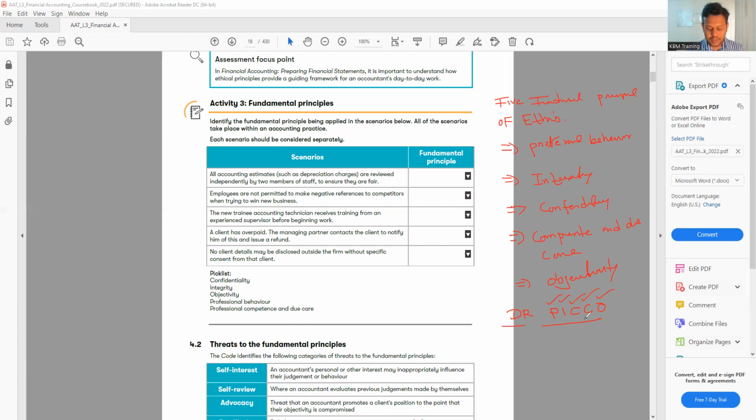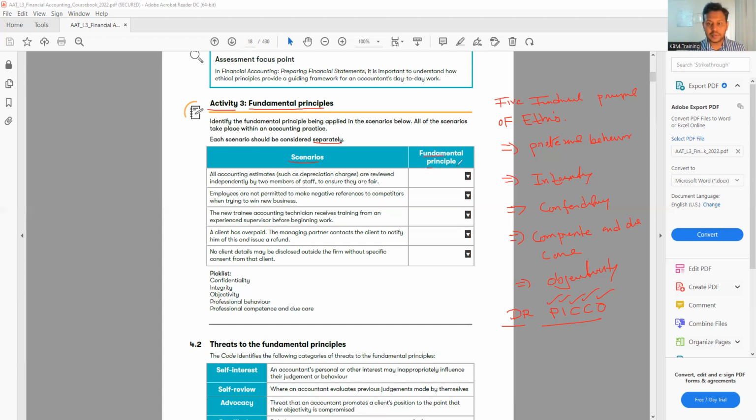Now let's read this one to find out the situation, what the fundamental principle is. So activity three, fundamental principle. Identify the fundamental principle being applied in the scenario below. All of the scenarios take place within accounting practice. Each scenario should be considered separately, so there is no link of each scenario to another one. It is completely separate.